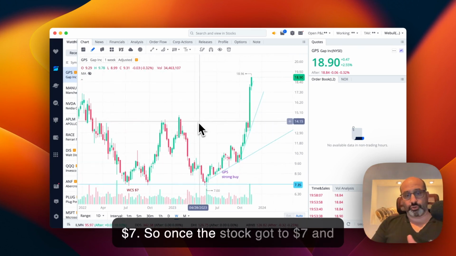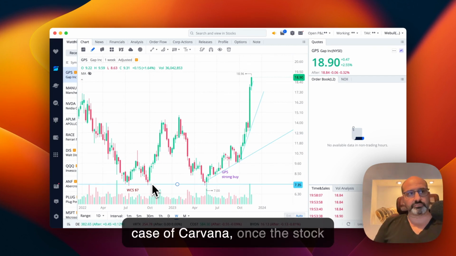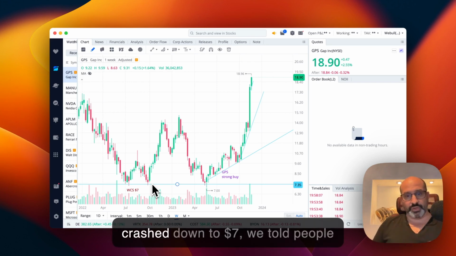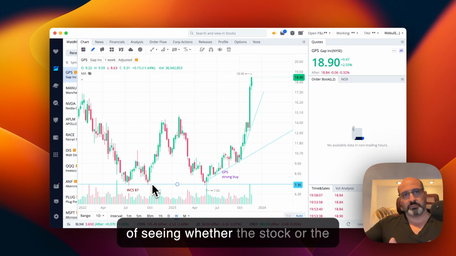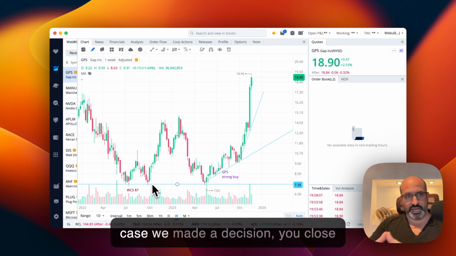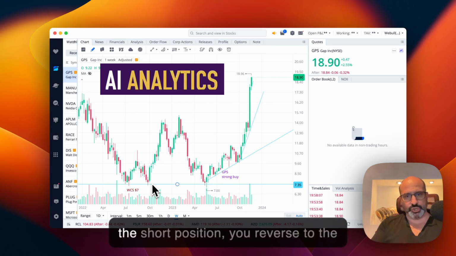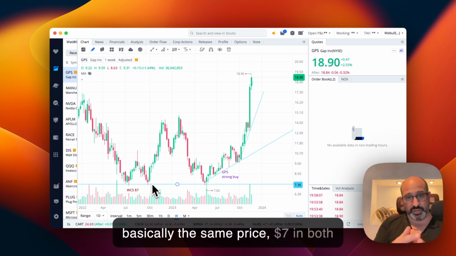So once the stock got to $7, and this story is very much similar to the case of Carvana, once the stock crashed down to $7, we told people we quit selling short Gap. So instead of seeing whether the share price could continue moving lower, we made a decision: you close the short position, you reverse to the long side. Again, similar to the case of Carvana. Single digits, basically the same price, $7 in both cases.